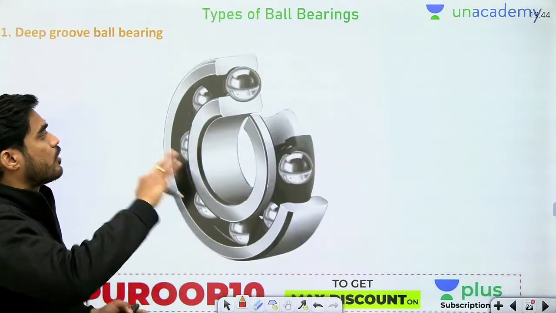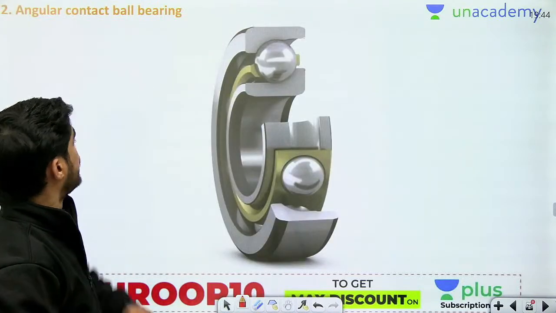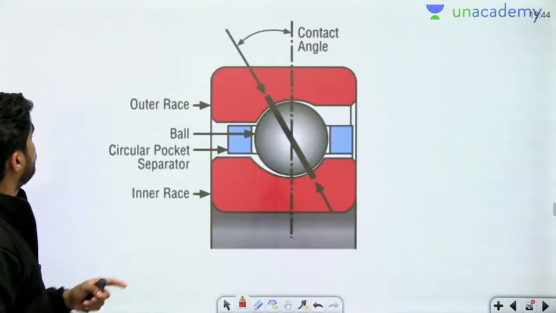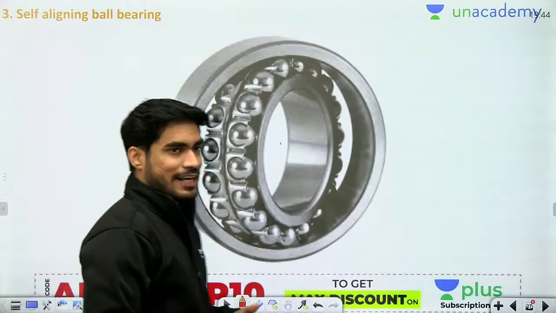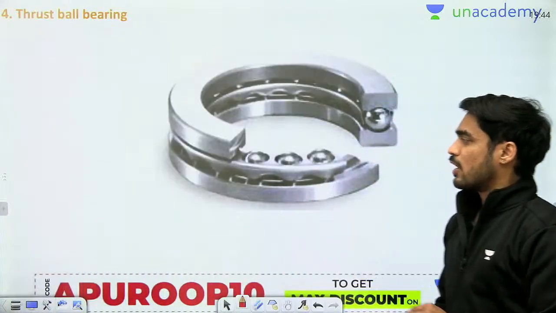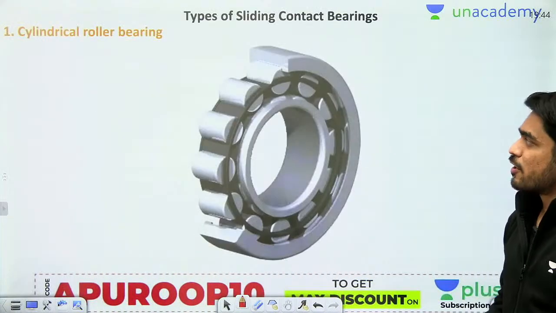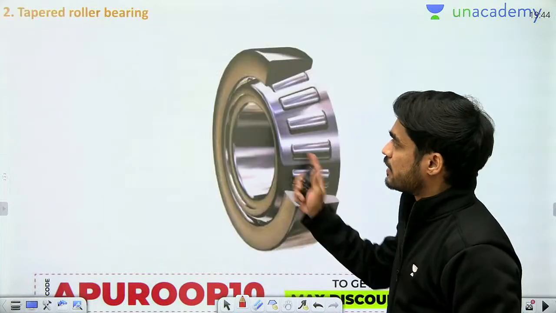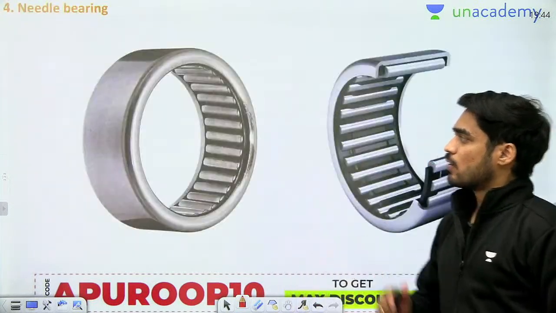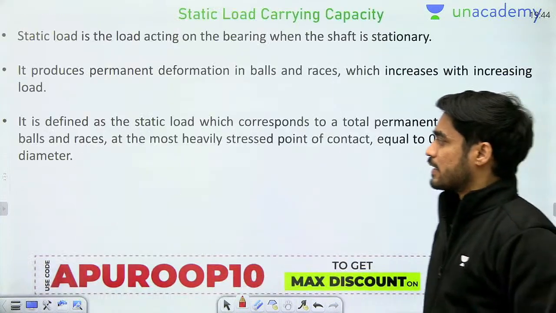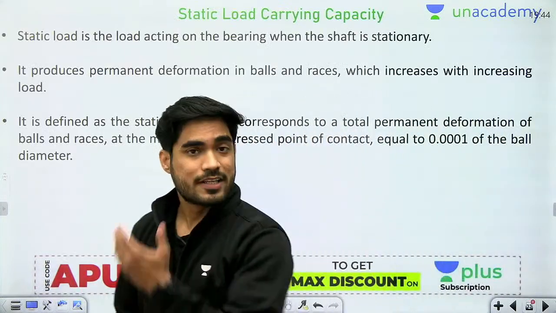Then there are different types of ball bearing: deep groove ball bearing, angular contact ball bearing, self-aligning ball bearing, and thrust ball bearing. Then there are different types of roller bearing: cylindrical roller, tapered roller, spherical roller, and needle bearing. Then we saw the design of these bearings.